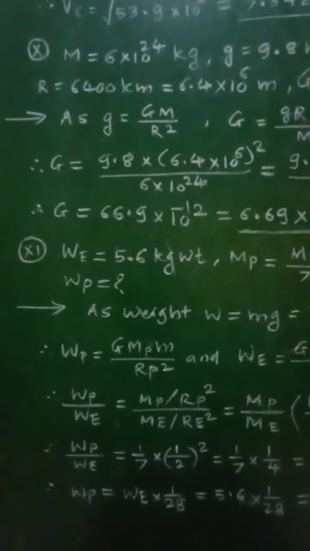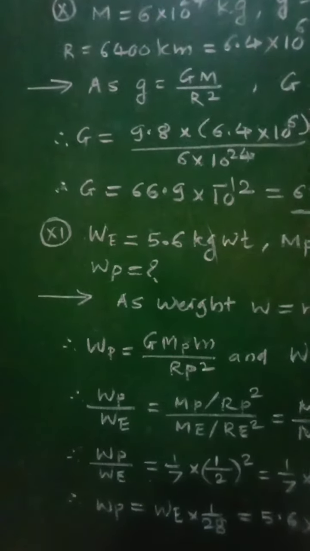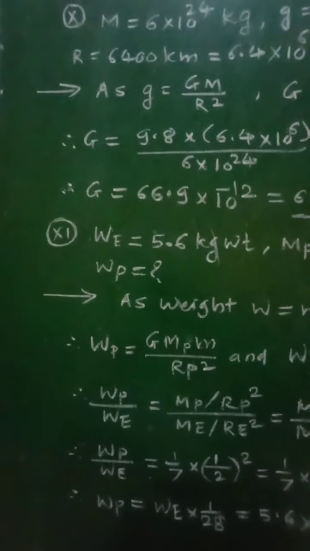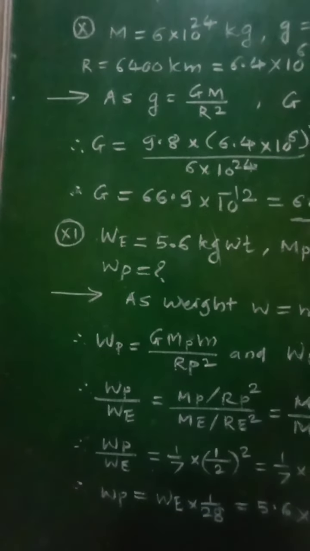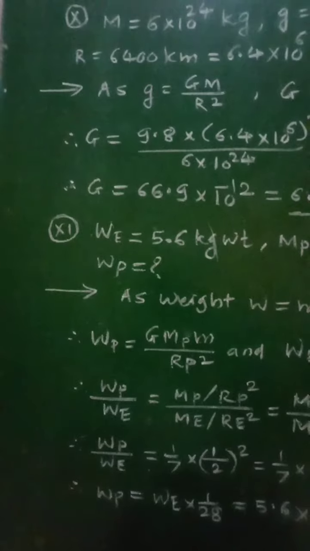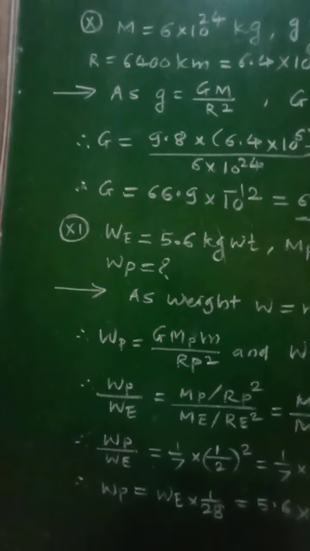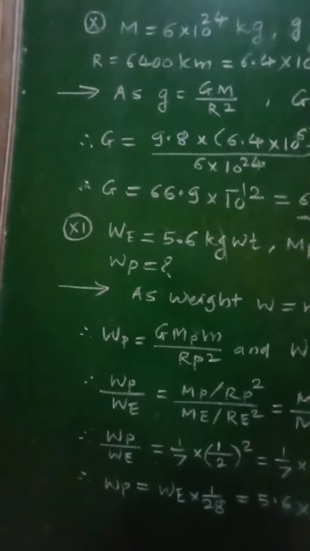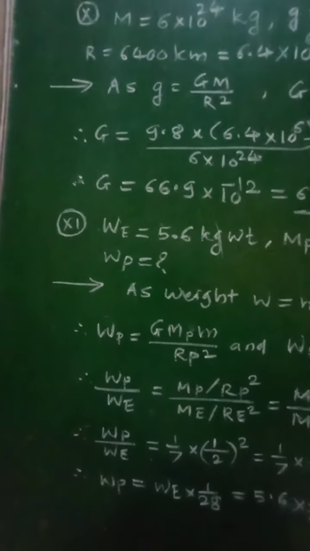Then we'll go for next numerical, that is numerical number 11, which is given as: a body weighs 5.6 kilogram weight on the surface of the earth. How much will be its weight on a planet whose mass is 1/7th mass of the earth and radius is twice that of the radius of the earth.